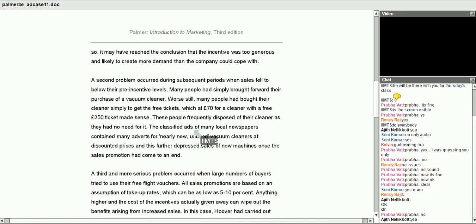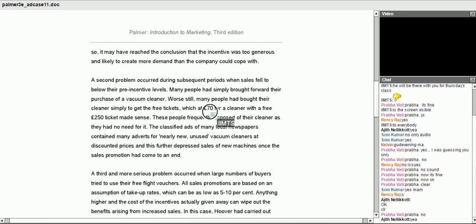So, most of the people brought their vacuum cleaner only because they wanted a £250 ticket at the cost of a £70 vacuum cleaner. So these people frequently disposed of their cleaner as they had no need for it. The classified ads of many local newspapers contain many adverts for new, unused vacuum cleaners at discounted prices, and this further depressed the sales of new machines once the sales promotion had come to an end. So this thing just backfired.